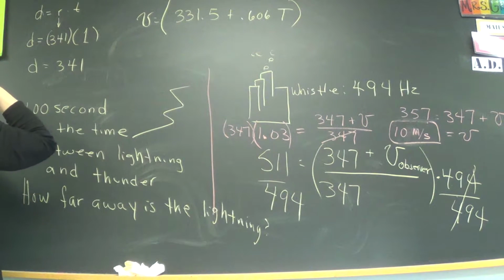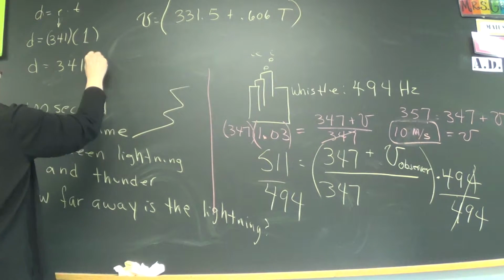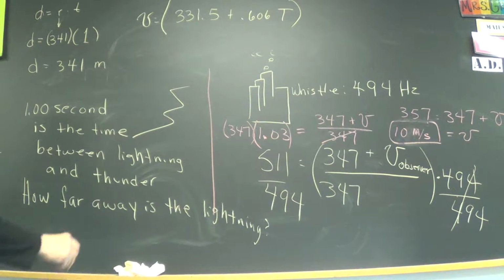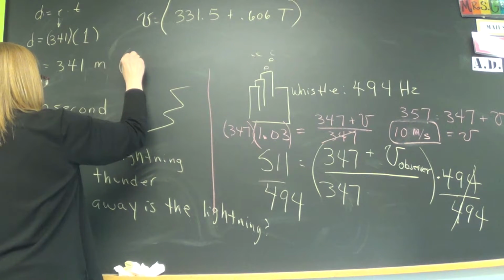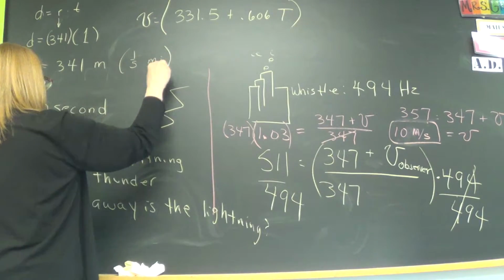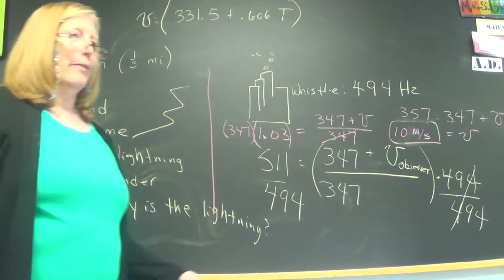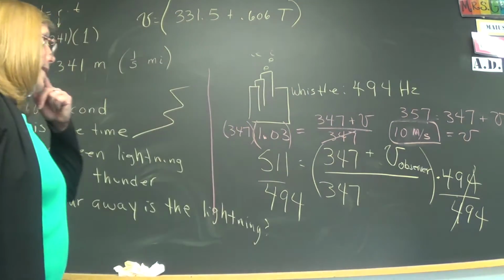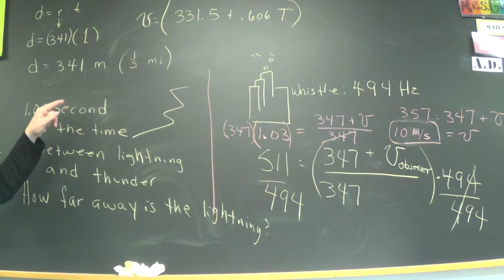meters. Are we in meters? Yes, because we use this formula, we're in meters. It turns out that 341 meters is about a fifth of a mile, pretty close. So if 1 second is a fifth of a mile, that means if you count to 5, then the storm is a mile away.